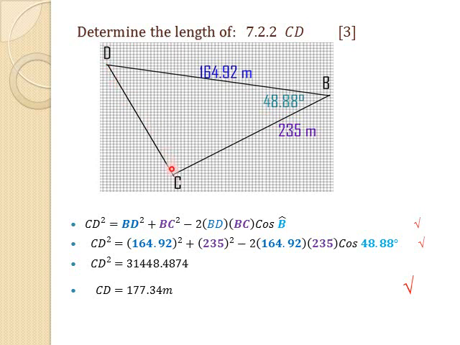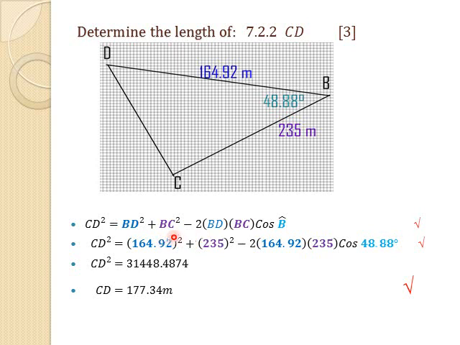So DC squared or CD squared would equal BD squared plus BC squared minus 2 times BD BC cos of angle B. So BD squared 164,92, BC 235, minus 2 times BD, which is 164, and BC 235, and the angle in between 48,88.